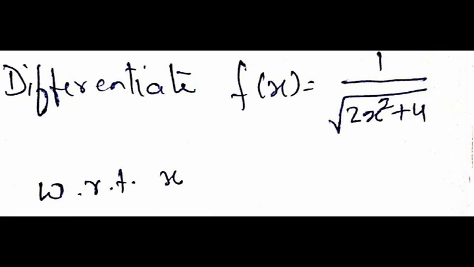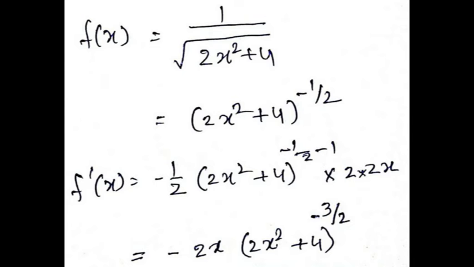Differentiate f of x is equal to 1 upon root of 2x square plus 4. One upon root of 2x square plus 4 can be written as 2x square plus 4 raised to minus half. Using the formula derivative of x raised to n is equal to nx raised to n minus 1, we get the answer minus 2x into 2x square plus 4 whole raised to minus 3 by 2.